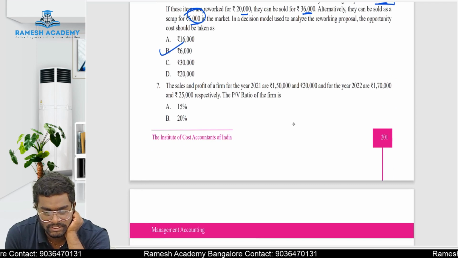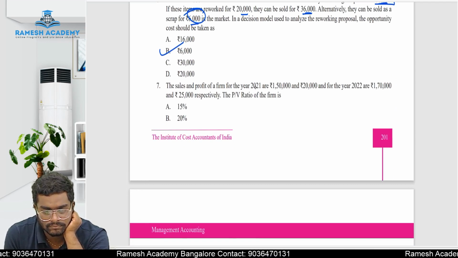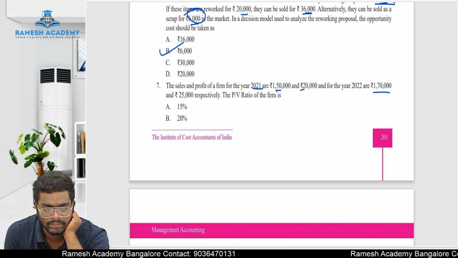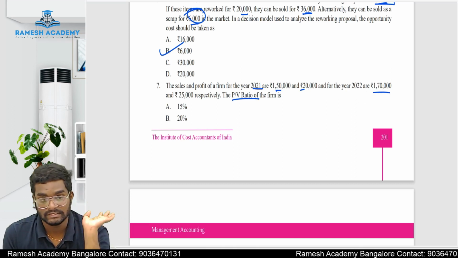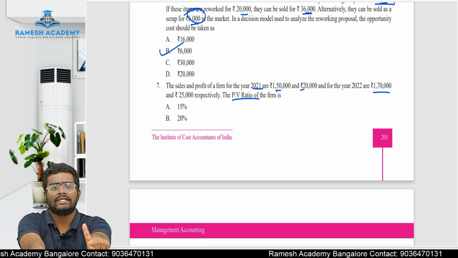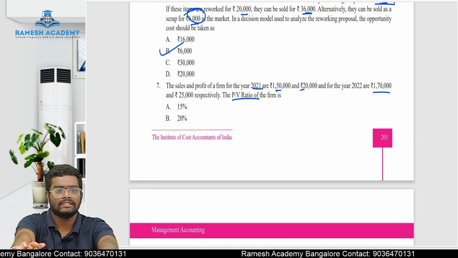So next, the sales and profit for the firm for the year 21 is 1,50,000 and 20,000. Year 22 is 1,70,000 and 25,000. PV ratio. I'll give the hint: change in profit by change in sales. Find the answer. I'll give you just 1 minute. Change in profit by change in sales. I'll get the PV ratio.